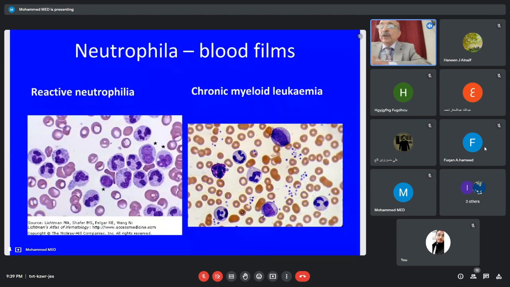And this is what you see in a neutrophilia. Many neutrophils on a blood film. Okay? The one on the left-hand side of the slide is reactive neutrophilia. Reactive means secondary to inflammation, say tonsillitis or pneumonia. The one on the right-hand side is chronic myeloid leukemia. Next slide, please.